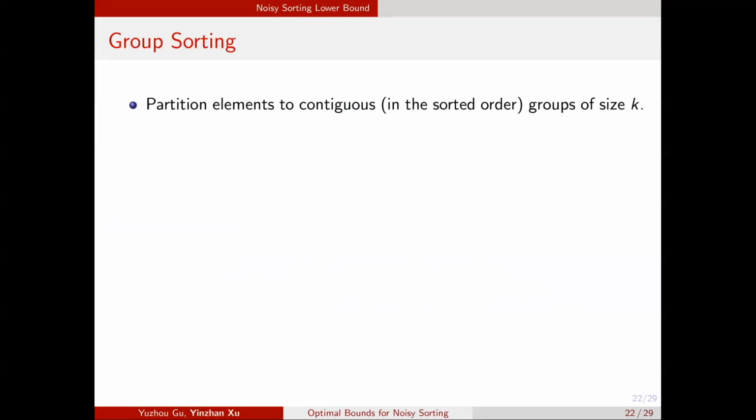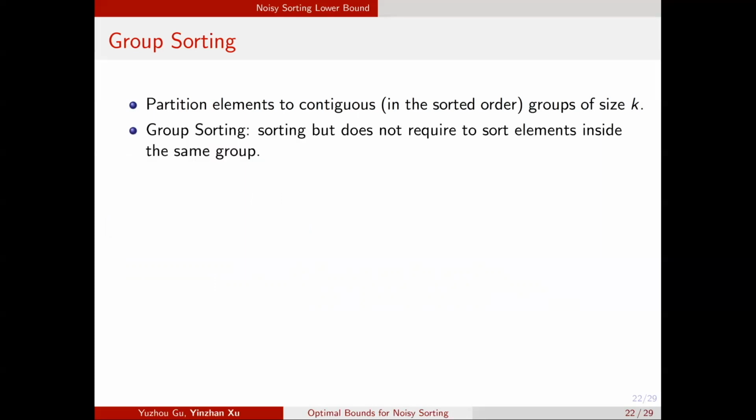The key step in the lower bound is to define the following problem, which we call group sorting. So in this problem, we imagine that we partition the elements into contiguous groups of size k, where contiguous means that they are contiguous in the sorted order. The group sorting problem asks us to sort, but it does not require us to sort elements inside the same group.